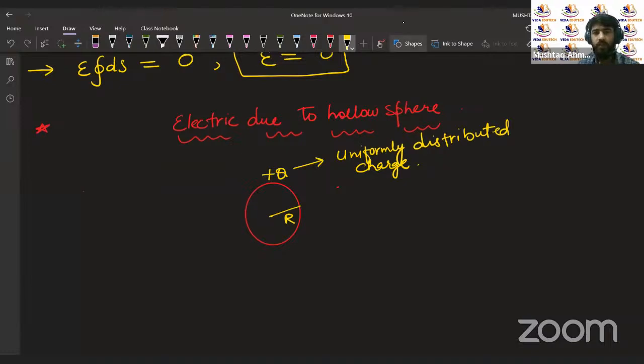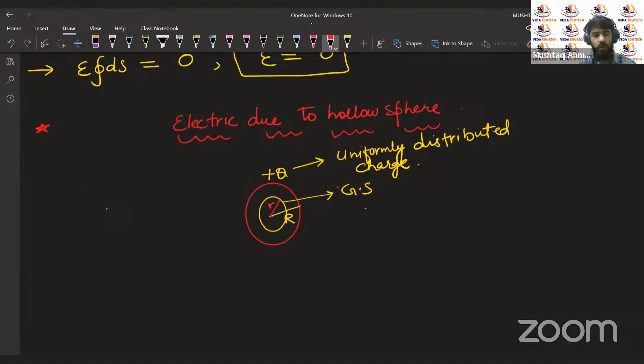So we'll be applying Gauss's law. We'll choose a Gaussian surface. For spheres, the Gaussian surface is also spherical. So this is our Gaussian surface, GS, and whatever calculation we do here will be done on this Gaussian surface. Let's suppose this Gaussian surface is of radius small r.